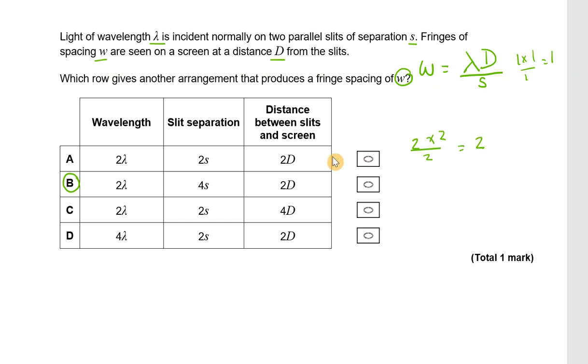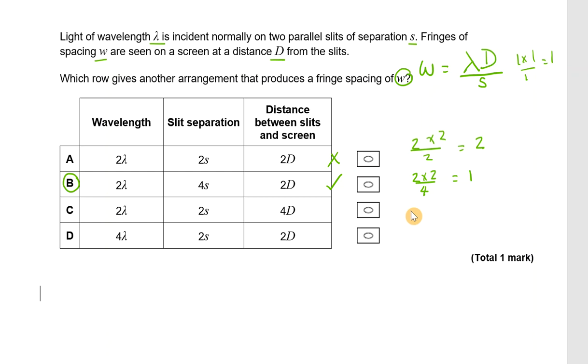Well, that isn't 1, so that isn't correct. The next one, we've got the wavelength is 2, the slit separation is 4, the distance to the screen is 2, and that is 1. So there's your correct answer. We'll go through the others just for completeness.